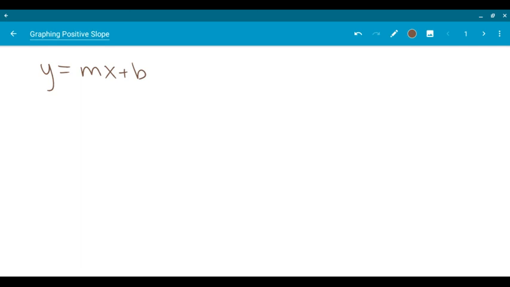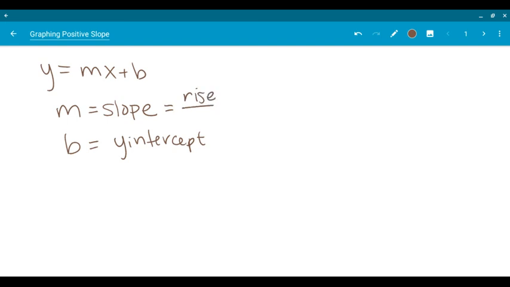Your slope in this equation is the m. So your m is your slope. B is your y-intercept. When you're talking about slope, slope is always your rise over your run. And your y-intercept is where your graph is going to cross through the y-axis.